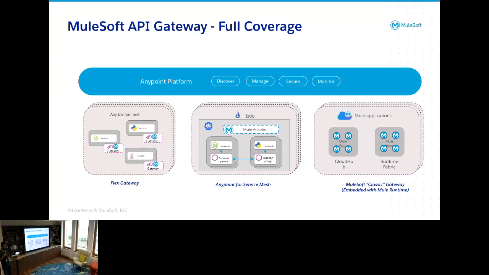Now Flex Gateway, on the other hand, like we discussed, can be installed anywhere. This can be installed on a VM. This can be installed as a Docker container. This can be installed as an ingress controller or a sidecar in Kubernetes. So it provides you more flexibility in terms of installation and in terms of management.